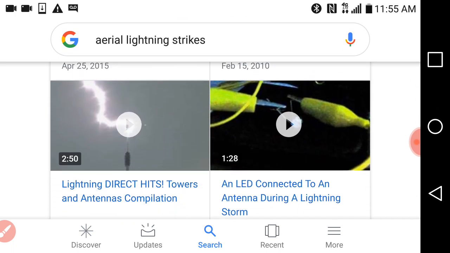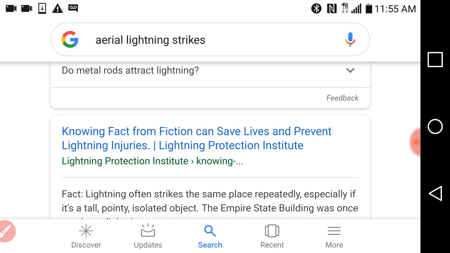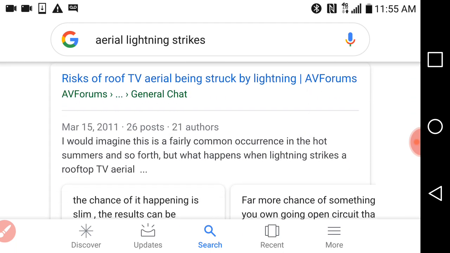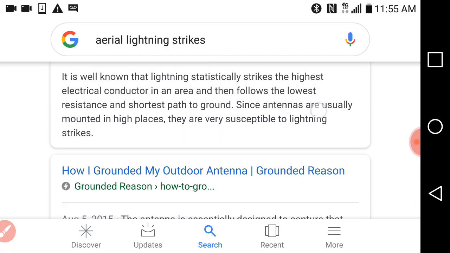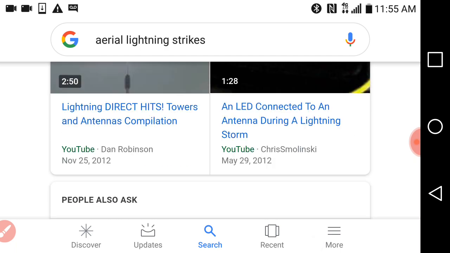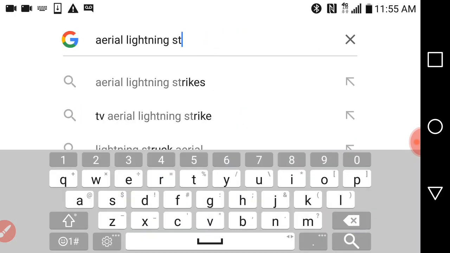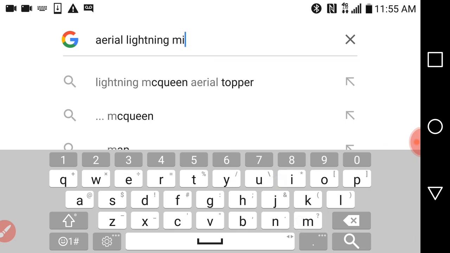I mean, it'll give me strikes, and it won't give me the definition of aerial lightning? Why? So you see, I can't even get the definition here. I'm not getting it, of aerial lightning. That should be a definition. There should be a definition here. I mean, it should come right up, guys. You shouldn't have to search for this.